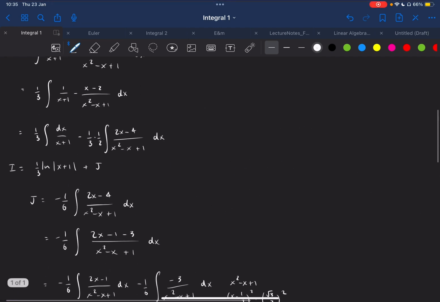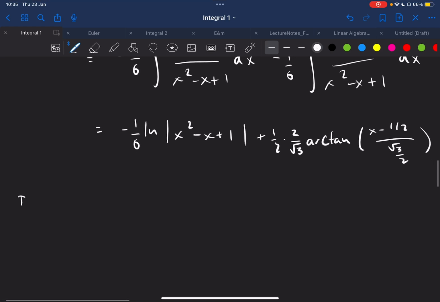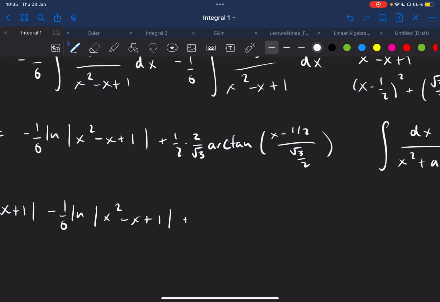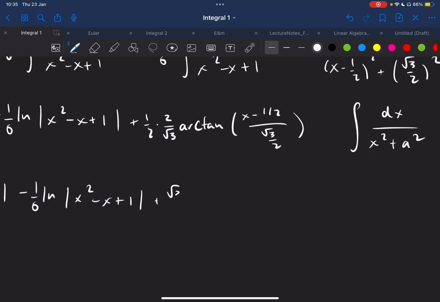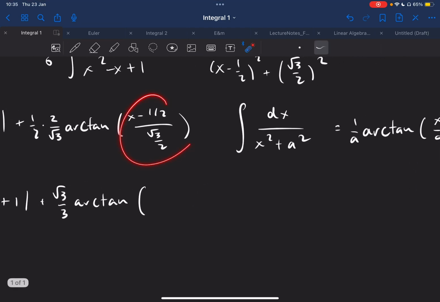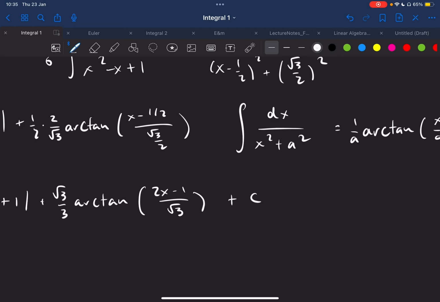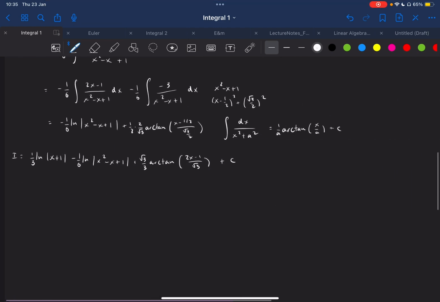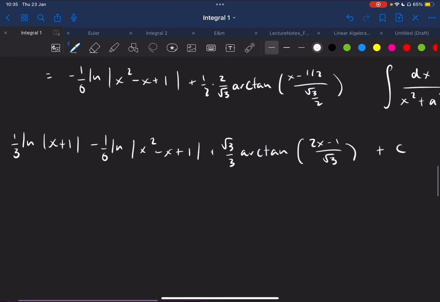So then we can combine that with I, and we say I is equal to 1/3 log |x + 1| minus a sixth log of x squared minus x plus 1, plus, the 2's cancel, and we get root 3 over 3 when we rationalise. And in the argument here, what we're going to do is just multiply everything by 2, just tidy it up. So you get inverse tan of 2x minus 1 over root 3 plus c. And that is our answer, but we can simplify this a bit further.